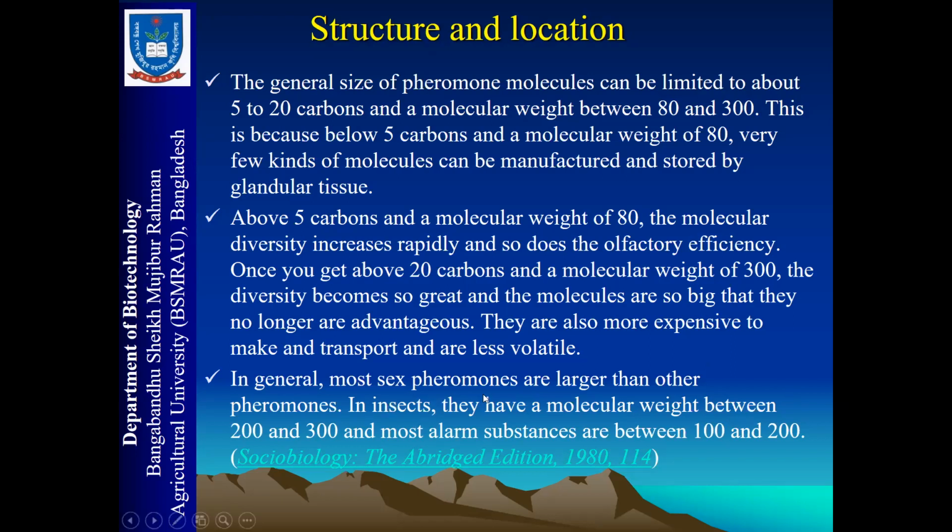In general, most sex pheromones are larger than other pheromones. In insects, they have a molecular weight between 200 and 300 dalton, and most alarm substances are between 100 and 200. That means all the pheromones are semiochemicals, and pheromones are not only sex pheromones. There are various kinds of pheromones. One kind I mentioned, alarm pheromone: alarm substances' molecular size is usually 100 to 200 dalton.